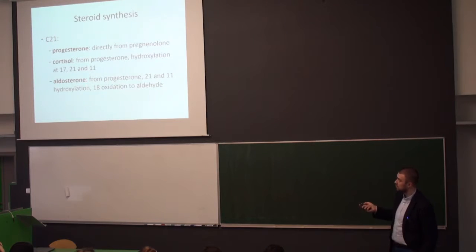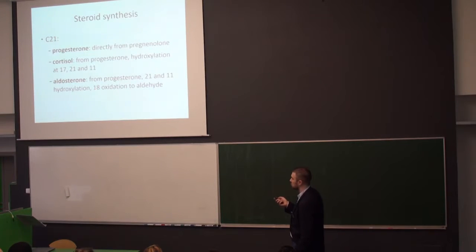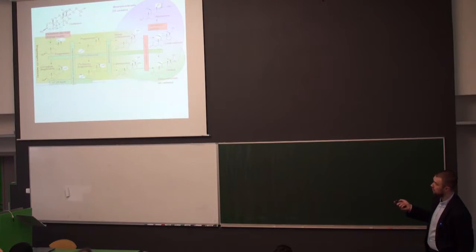Aldosterone, as you see, shares some hydroxylations, but the first hydroxylation is missing. That means that aldosterone is also produced from progesterone, but then you have the hydroxylation on the 21 carbon atom, on the 11th carbon atom, and what's unique for it is the enzyme aldosterone synthase that produces the aldehyde group on the 18th carbon atom. So if you see an aldehyde group on the 18th carbon atom, you can be sure that it's aldosterone.